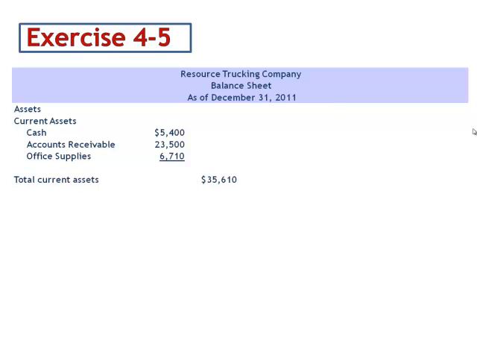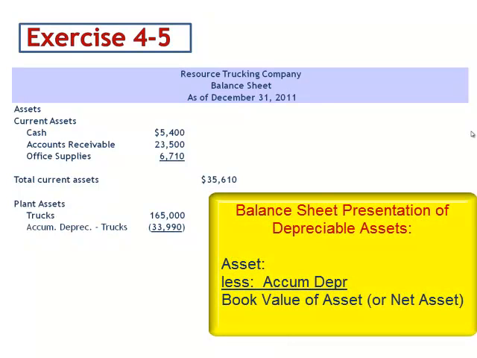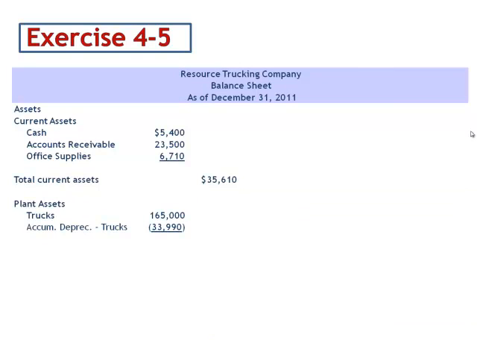Plant assets are tangible assets that are used actively in the operation of the business. Within plant assets, our non-current assets, we list the trucks, the $165,000 cost of the trucks, less the balance in accumulated depreciation on the trucks, the amount that has been depreciated over the life of the trucks as of December 31, 2011. Accumulated depreciation is a contra asset. Its balance is always listed directly below the asset it's intended to reduce, in this case the value of the trucks. And then we include the subtotal, the book value of the trucks, $131,010.